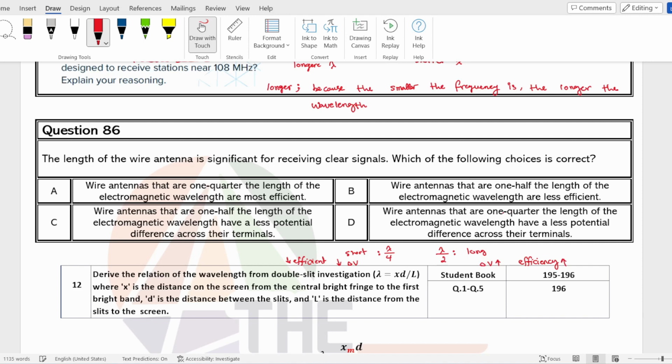It tells us about 1/4 of the length of the electromagnetic wavelength having a less potential difference across their terminals. That is correct. If we go for example to C, wire antennas that are 1/2 the wavelength have less potential difference. This is incorrect. What about B? Wire antennas that are 1/2 the length of the electromagnetic wavelength are less efficient. This is incorrect. They have greater efficiency. They are more efficient. So this is incorrect. And A, wire antennas that are 1/4 the length of the electromagnetic waves are the most efficient, and this is also incorrect. So the correct answer is D.